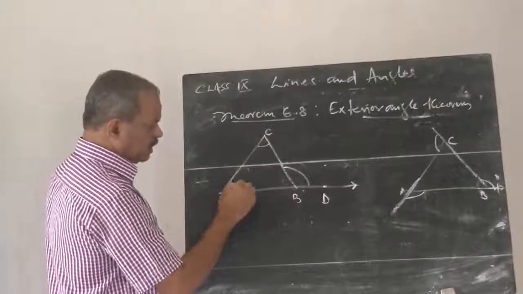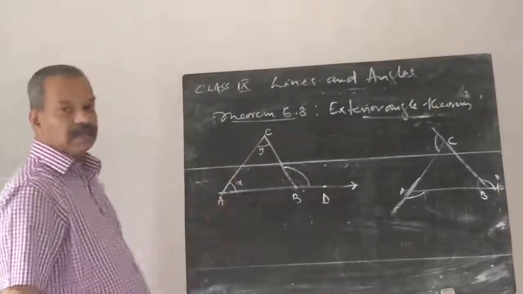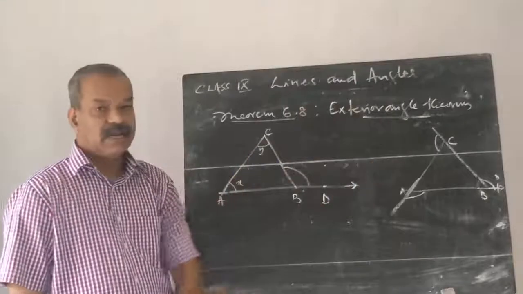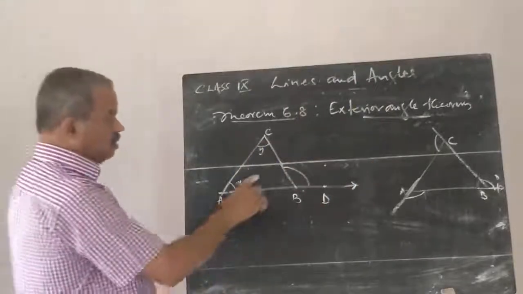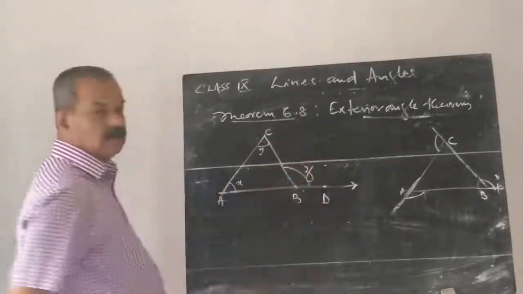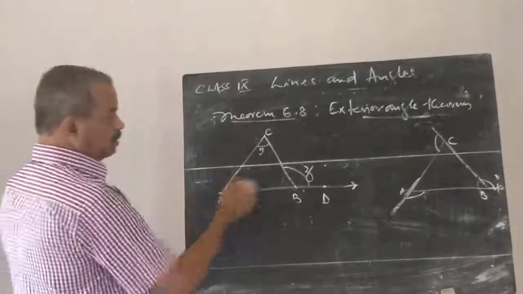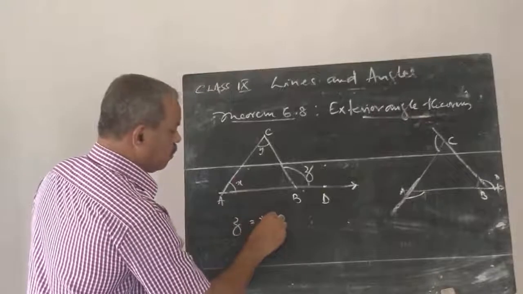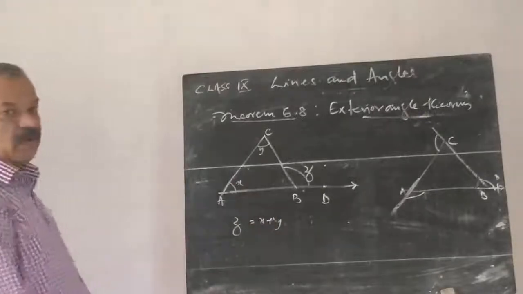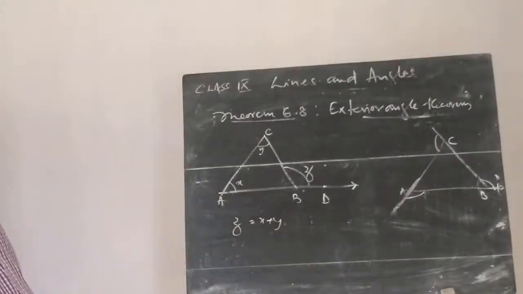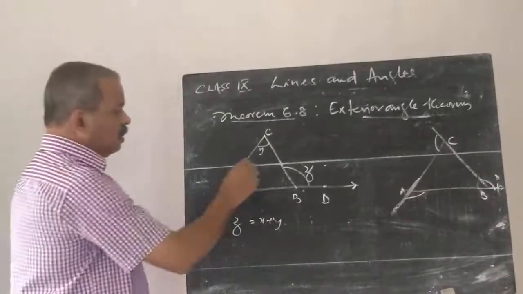Now, suppose this measure is x and this measure is y. Then what is the meaning of the exterior angle theorem? The measure of z equal to x plus y. The exterior angle theorem says that z equal to x plus y. How can you prove this? Can you prove this? Yes.